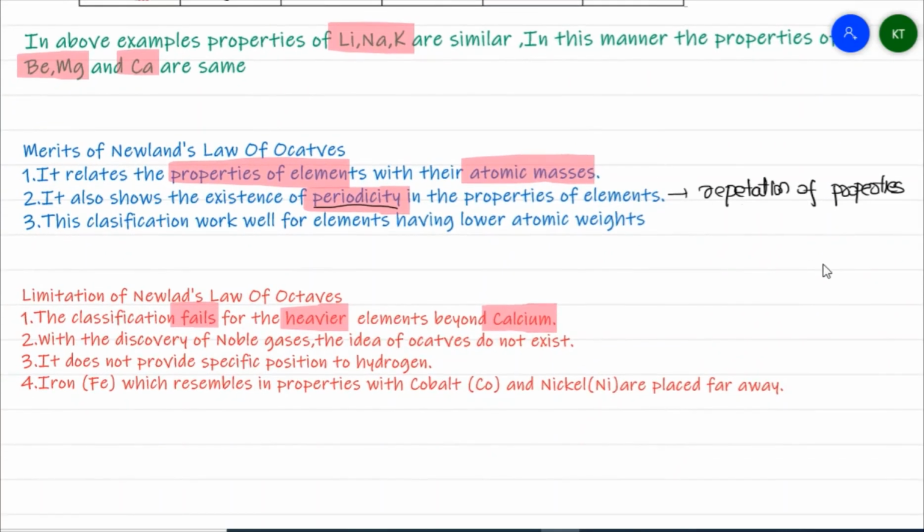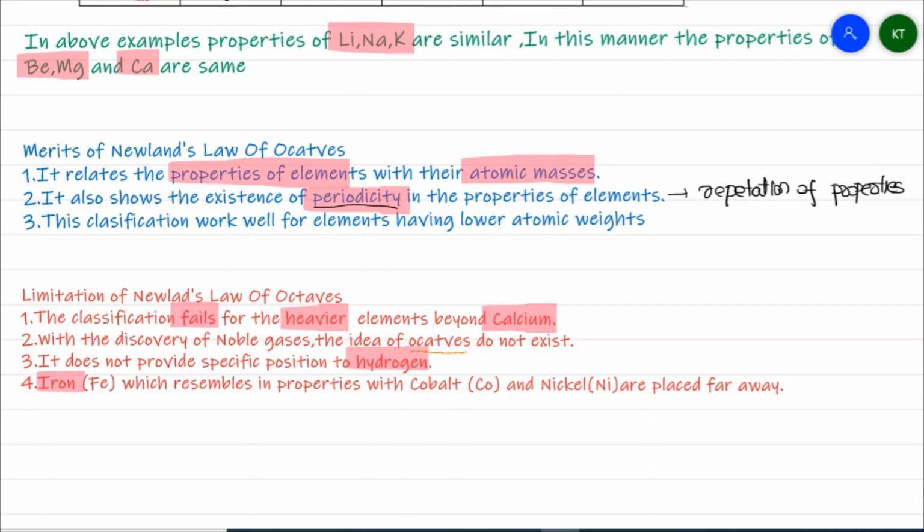Then, with the discovery of noble gases, the idea of octave does not exist, because if I try to place a noble gas in between, then I can correlate a metallic element with noble gases. So with the octet rule, when noble gases come into the picture, this classification doesn't hold good. Second, the most important point, it cannot provide a specific position to hydrogen. Even this problem persists in the remaining two classifications, like Mendeleev's periodic table and the modern periodic table. For hydrogen, there is still a question mark about where the element has to be.